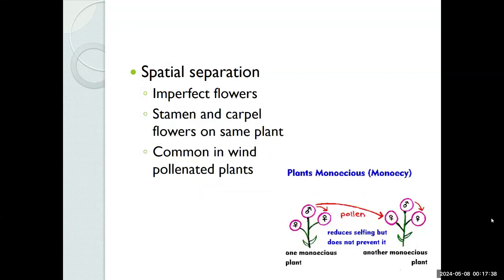In this case, you have a single plant, but that plant has a variety of imperfect flowers, meaning there are some all-male flowers and some all-female flowers. This is also very common in wind-pollinated plants, as the idea is the wind will most likely carry that pollen farther away to a different plant to encourage outbreeding, but in a pinch, it will lead to some occurrence of self-pollination. And so monoecy also has a backup plan available to it.